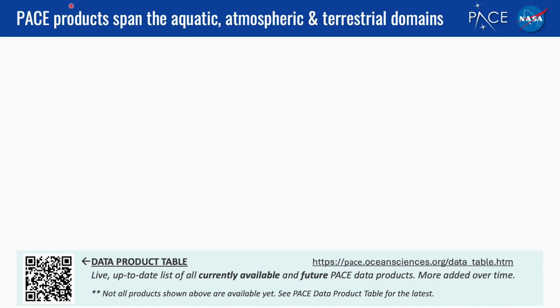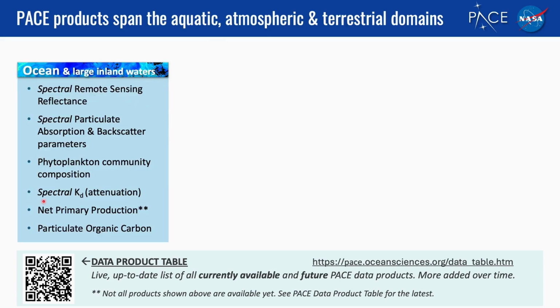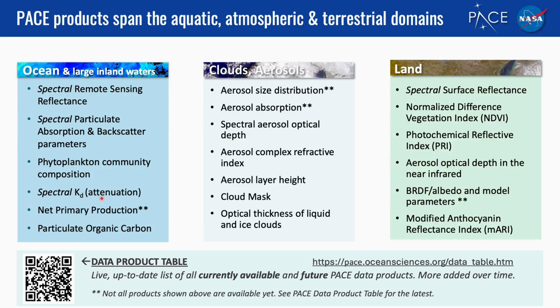So altogether, PACE's products span the aquatic, the atmospheric, and the terrestrial domains. I've got here a few lists that are just examples of different products we have. There's quite a few. If you're interested in knowing the full breadth of all the products available from PACE, please go take a look at our data product table webpage.